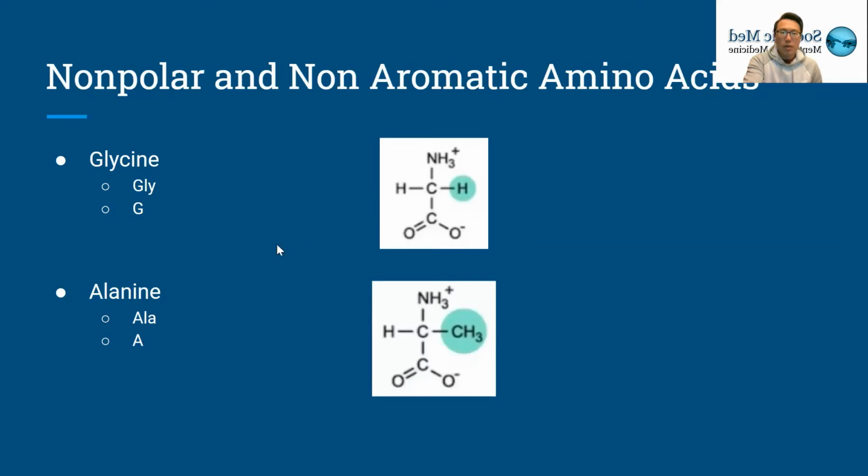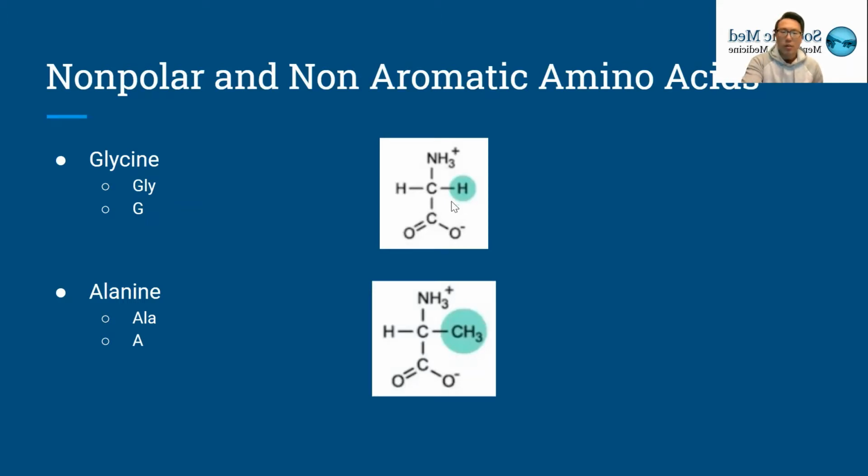So the first amino acid is the most basic one, glycine. Each amino acid has a 3-letter code and also a 1-letter abbreviation. You're going to have to know these for the MCAT. So for glycine, the 3-letter code is GLY, and the 1-letter code is G.